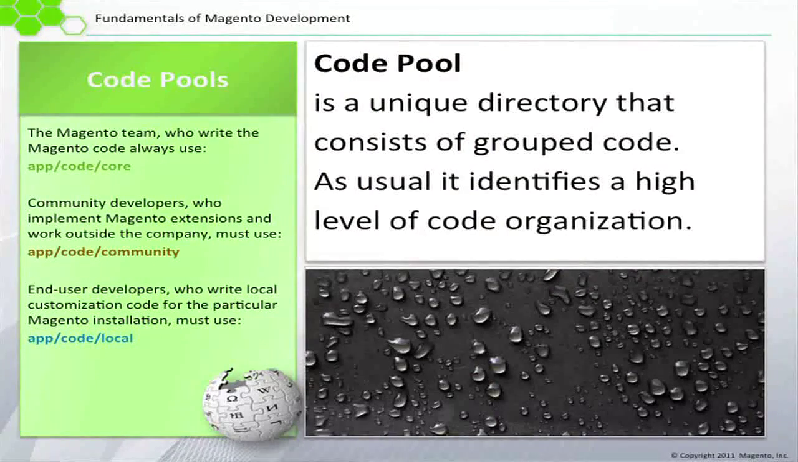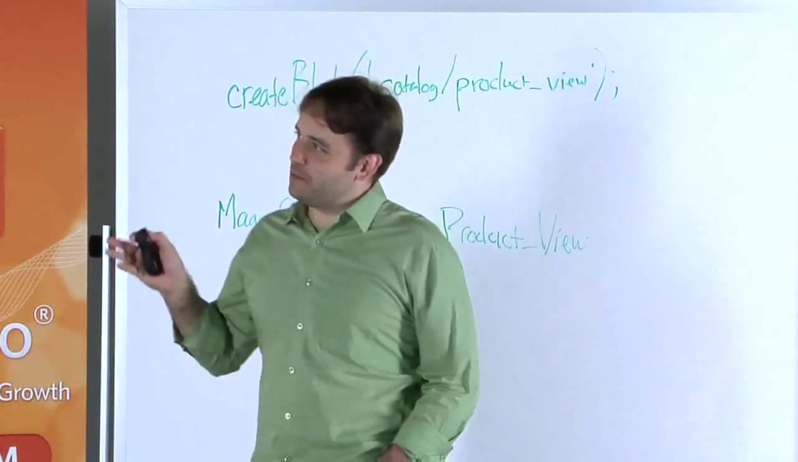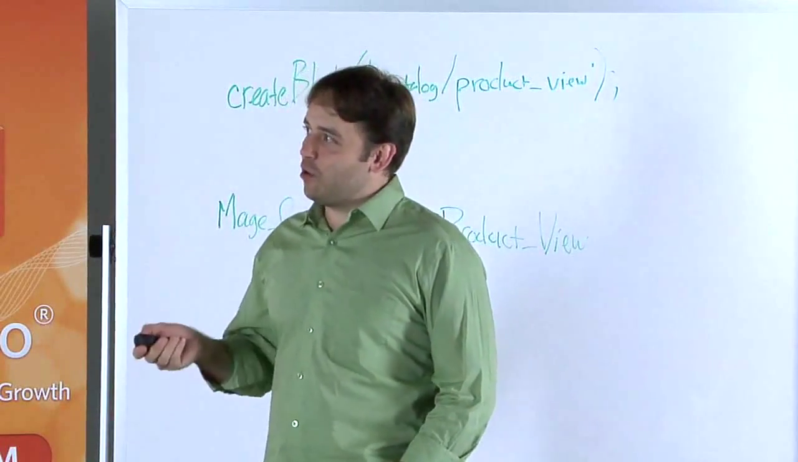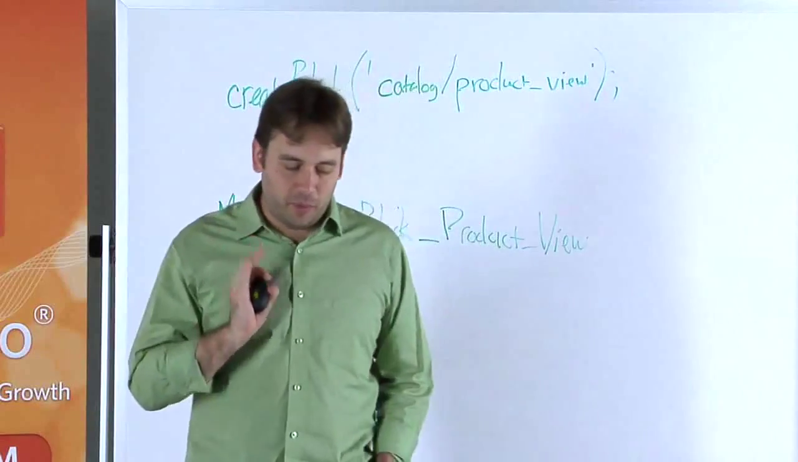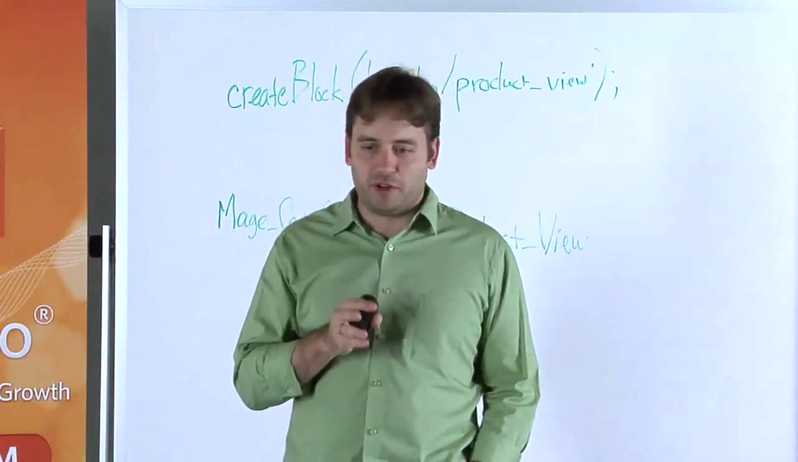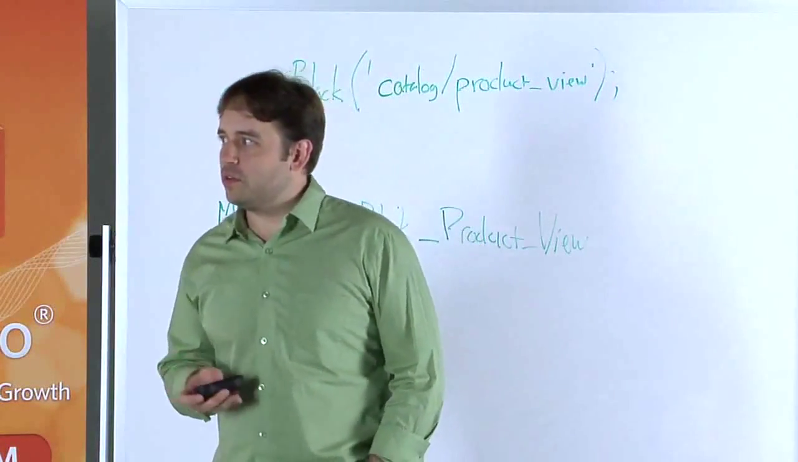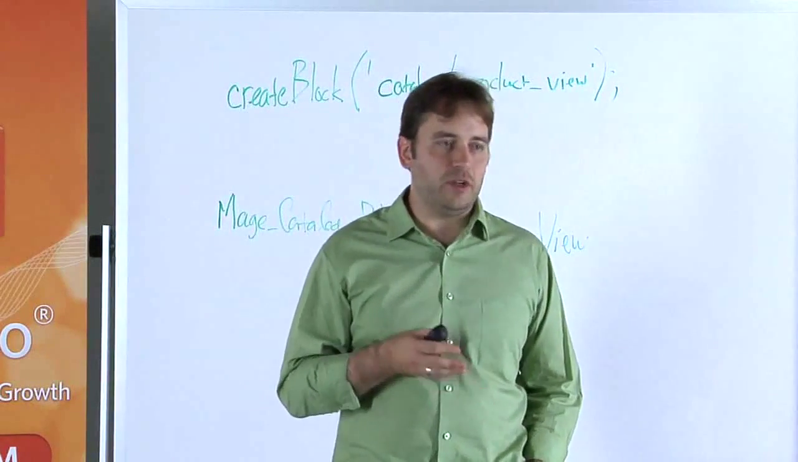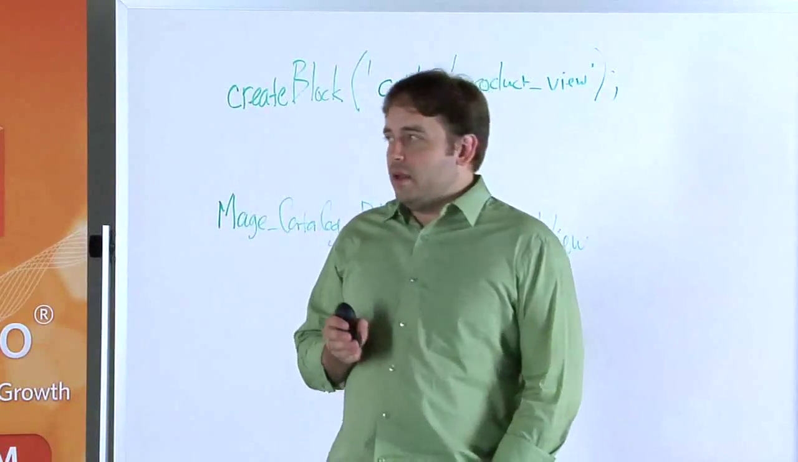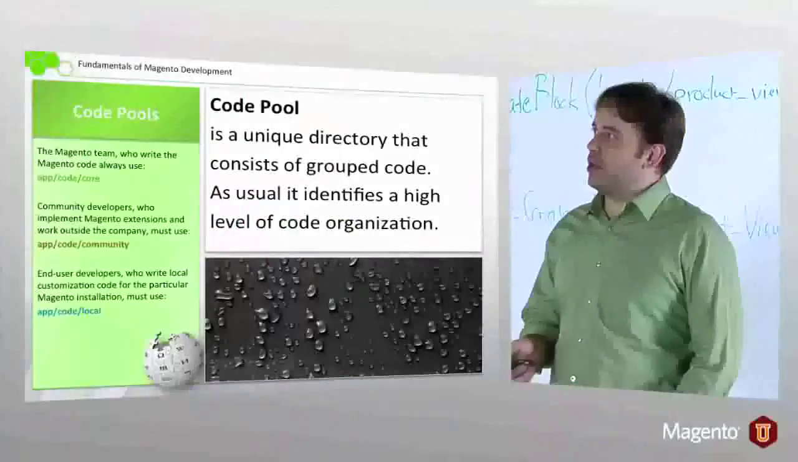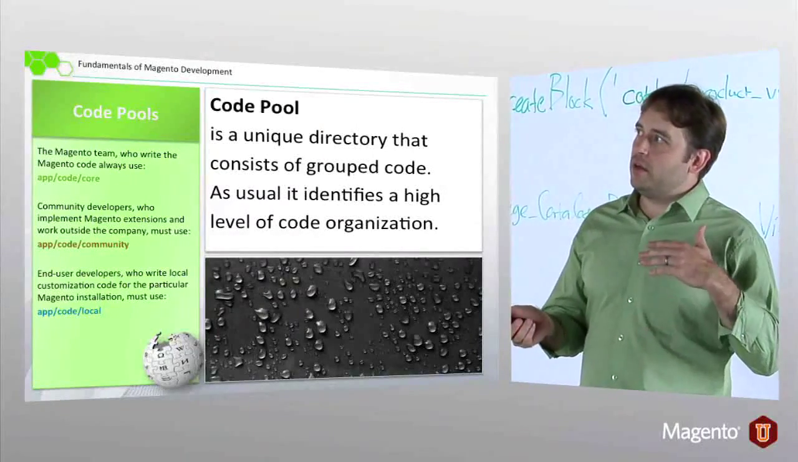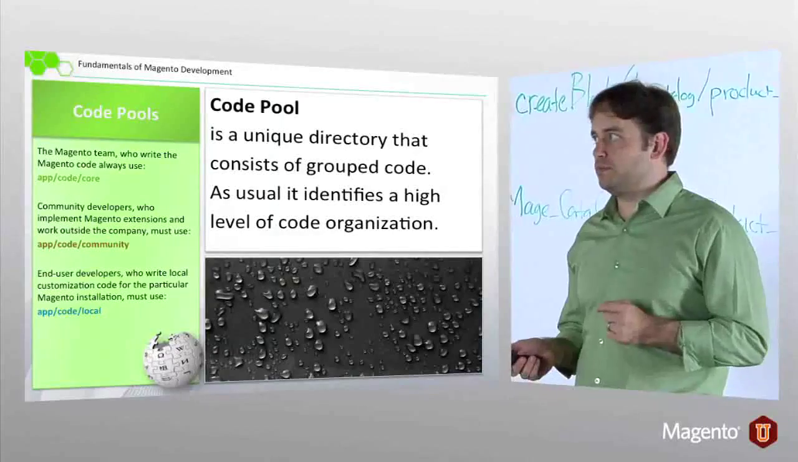All right. So, code pools. Code pool is a unique directory that consists of grouped code. The important thing in Magento, those code pools: core, community, local. Now, again, the important thing as far as Magento finding your module's configuration, Magento will look under wherever you set your code pool in your module declaration. More on that later, but really, for right now, just remember that code pools are under app code, and you have core, community, and local.